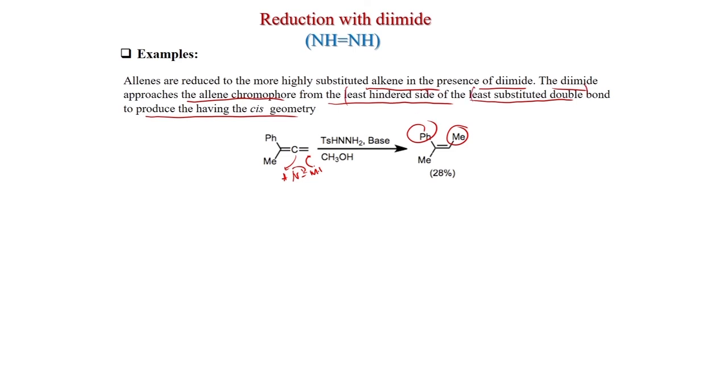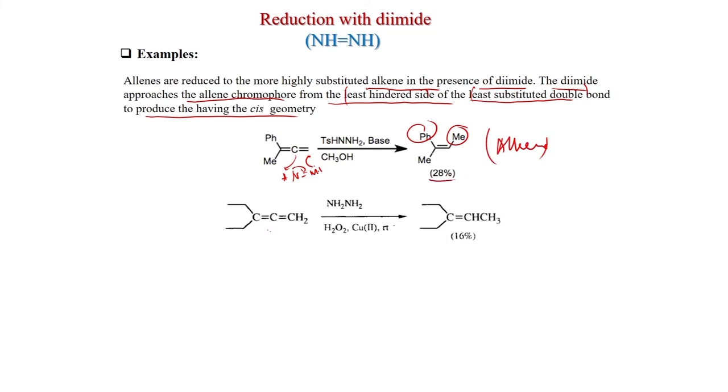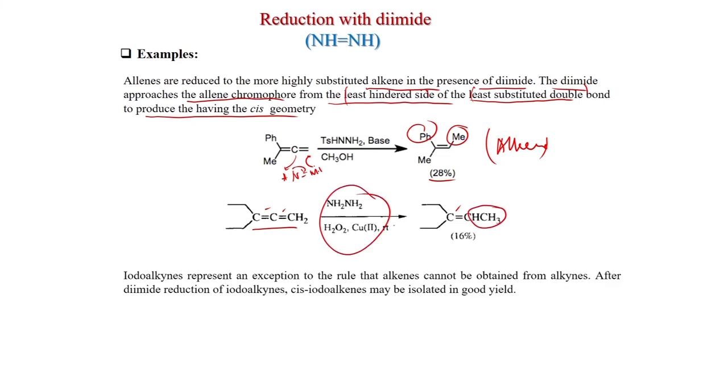So, this is the least substituted double bond of the allene. This double bond is getting retained and you get the alkene in 28%. Also, with this allene, similarly this double bond is getting retained and only this terminal one is getting reduced, and you get this methyl group here with in situ generation of the diimide.